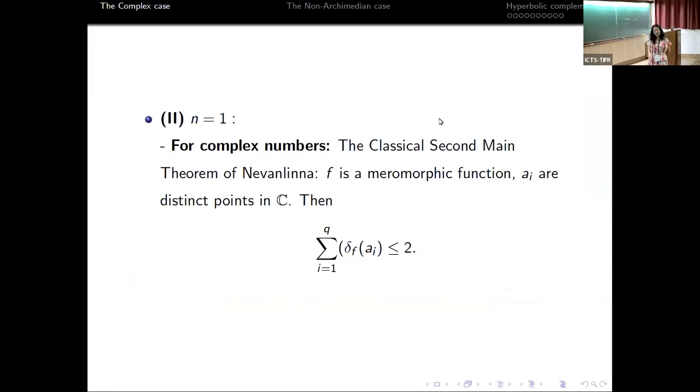So now we go back to Nevanlinna's result. In 1926, he first worked for n equal to 1, and what he got here is a 2.